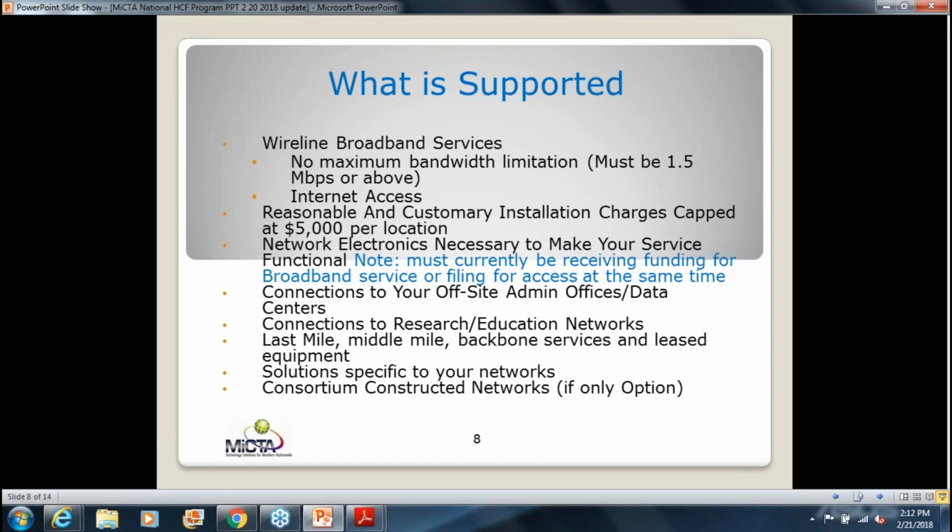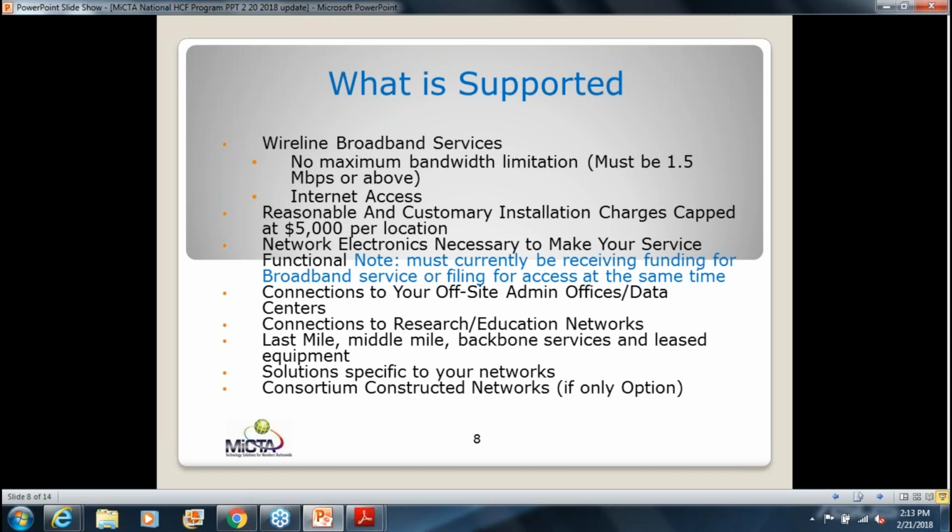Now, what is supported? Wireline broadband services. There's no maximum to the speed of the broadband, if you would. It must be a minimum of 1.5 megabits. It funds internet access. It funds installation charges, and they are capped at $5,000 per location. It funds network electronics necessary to make your service functional. You must currently be receiving funding for broadband service, therefore for circuits, or filing for access circuits at the same time you're filing for the equipment.